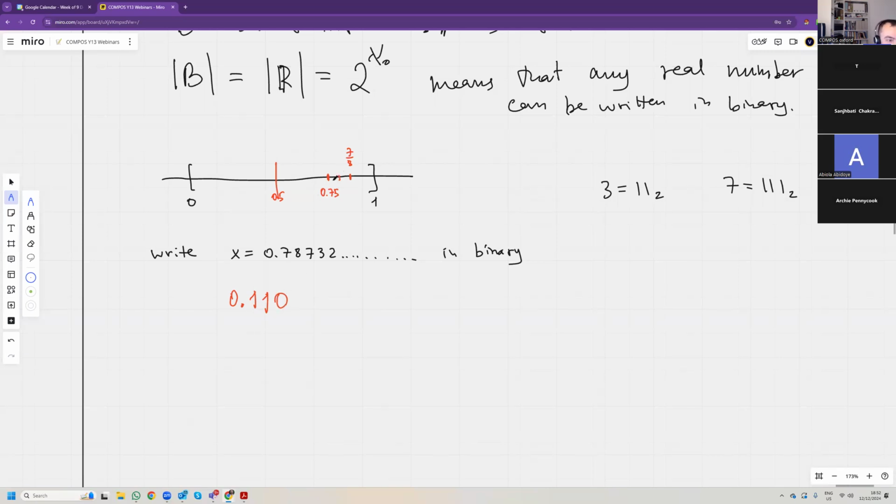And then you carry on, and this way you will converge onto that number. So this is quite clever. Did you understand this method? You split the interval in half. If it's on the left, you write 0. If it's on the right, you write 1. And this way you can find any single point.